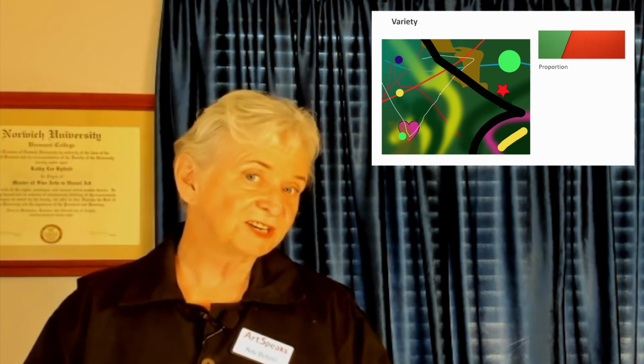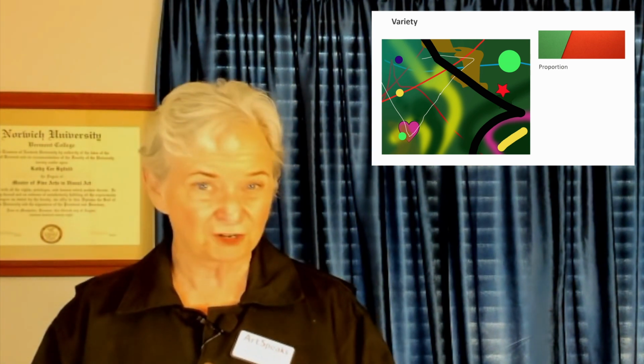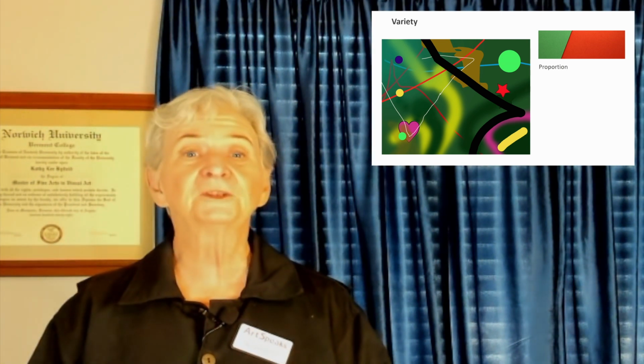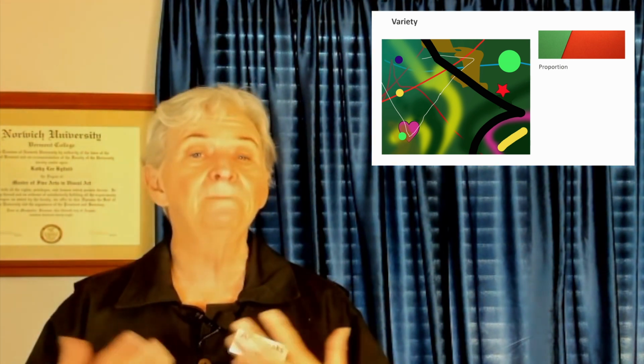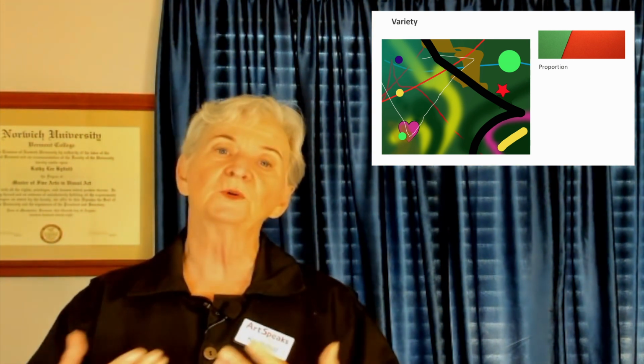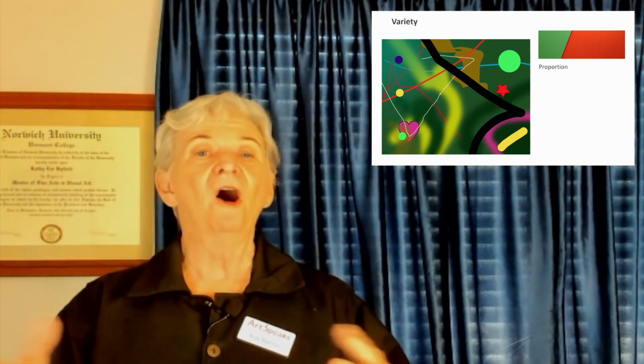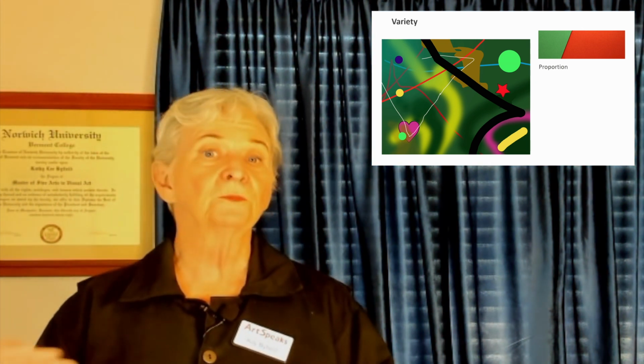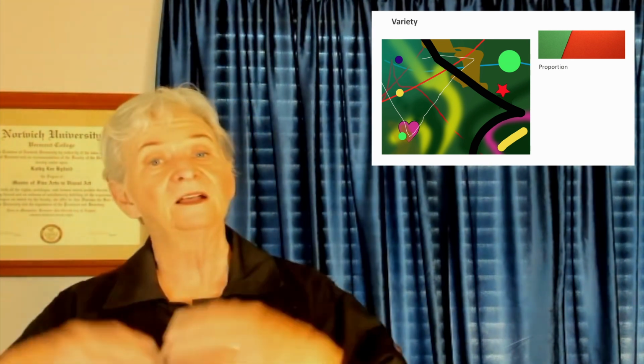As an addition to that, I don't think proportion should be on the list, because proportion is relative amounts of something. So we're talking about variety. All we're doing is talking about how much variety. So proportion is unnecessary because it falls under variety.